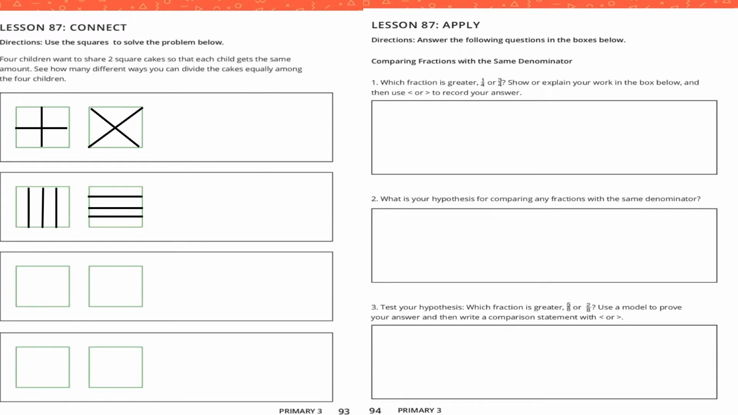Let's start the apply part. Comparing fractions with same denominators. Number 1, which fraction is greater, quarter or 3/4? Show or explain your work in the box below. Here we will locate each fraction on the number line. The starting point is 0 and the ending point must be 1. The denominator here is 4.